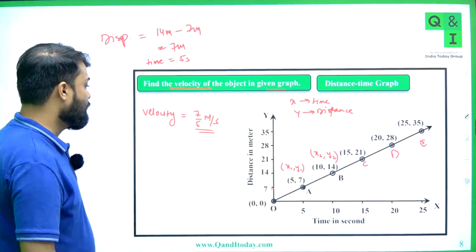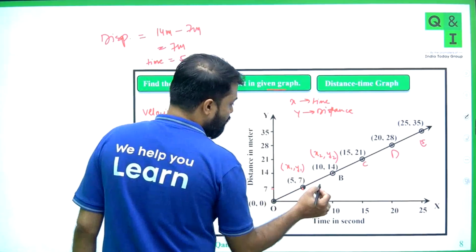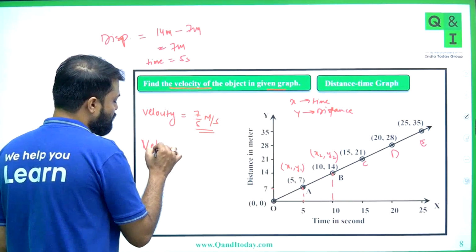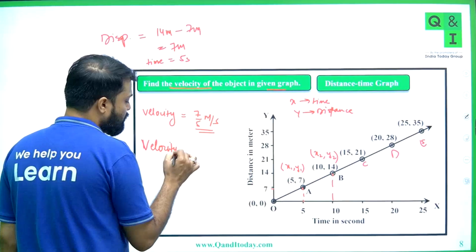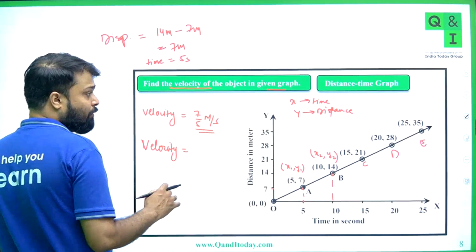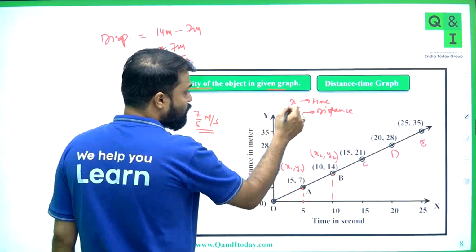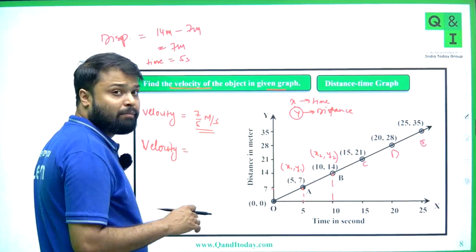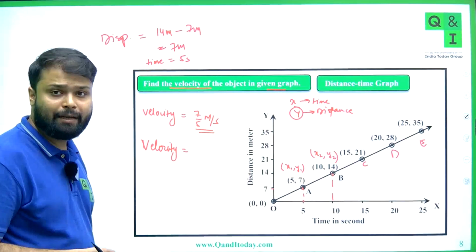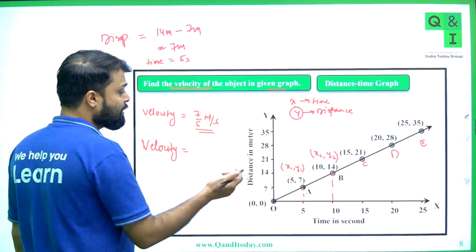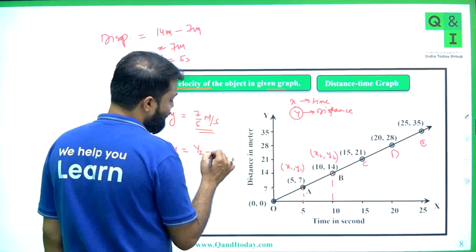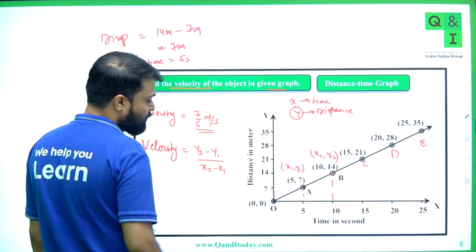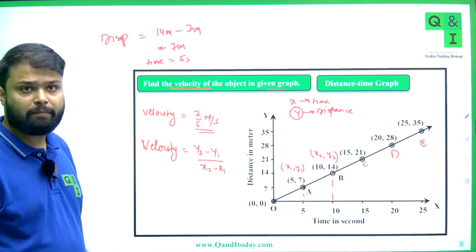Okay. Now, if we want to find the velocity, velocity is equal to displacement upon time. We know that distance is represented by the y coordinate. Here distance and displacement are the same, because the body is traveling in a straight line without changing direction. So distance is y2 minus y1, upon time, which is x2 minus x1, that is final minus initial.